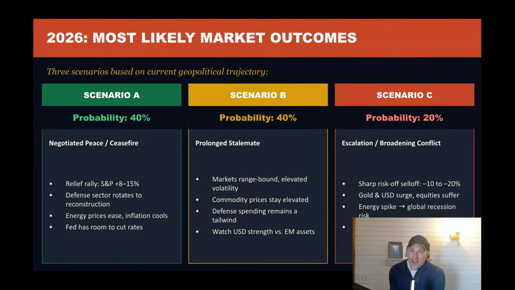And then the final scenario. So this is a 20% probability, and this is escalation and broadening conflict. And this is the worst case scenario. So this is where you'll see a sharp sell-off where 10% looks like nothing. You're talking 20% or more. You're seeing oil spike significantly. You are seeing bonds spike. You are seeing flight to safety. You will see precious metals spike at this time.